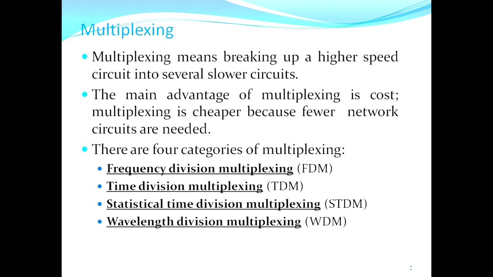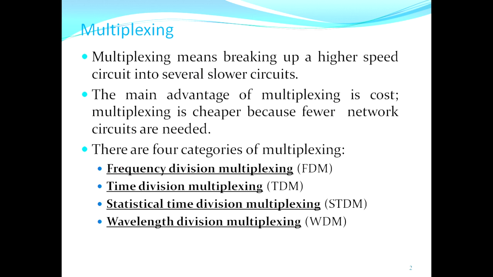So the entire spectrum or frequency resource available can be split up into different subdomains, and it can be used for communication by different subscribers. That is the meaning of multiplexing. The main advantage of multiplexing is the cost. Multiplexing is cheaper because fewer network circuits are needed, right? Since we have divided the entire spectrum into sub-spectrums, fewer communication equipments can be used.